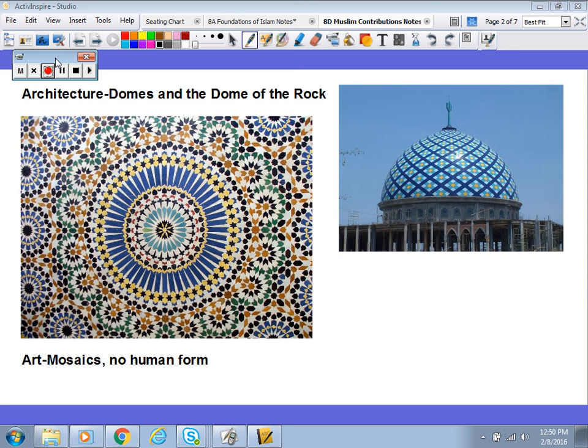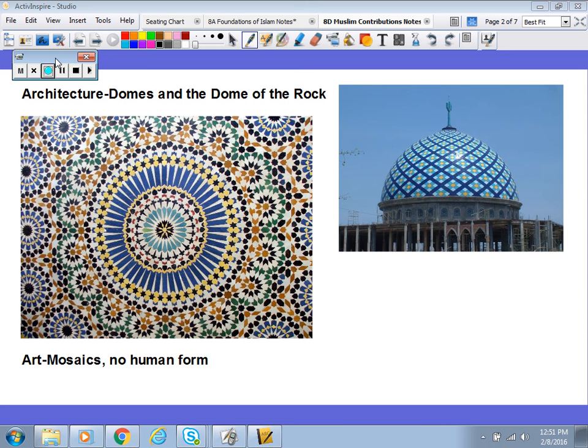And even more specifically, just in general, an architectural achievement are domes. Now, we talked about domes also being a Byzantine achievement. They kind of come to them at the same time. So from both the Byzantines and the Muslims, we are going to get domes. From both of them, we are also going to get a similar art form, mosaics. The difference is what the mosaics were of.